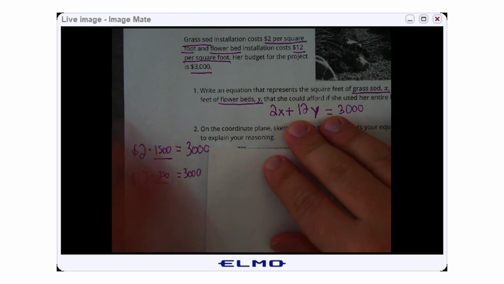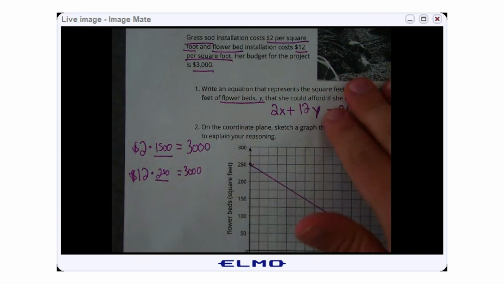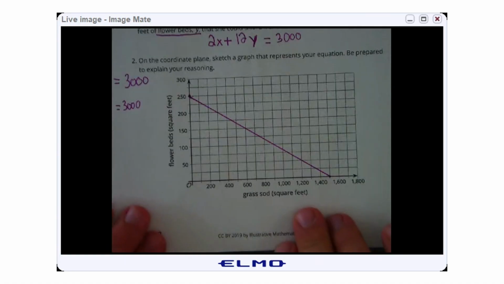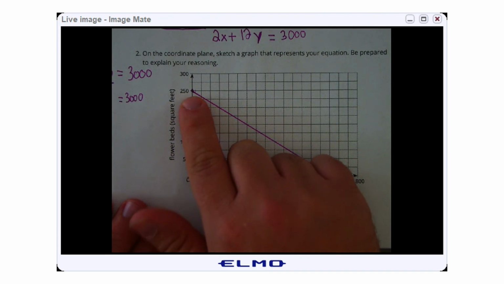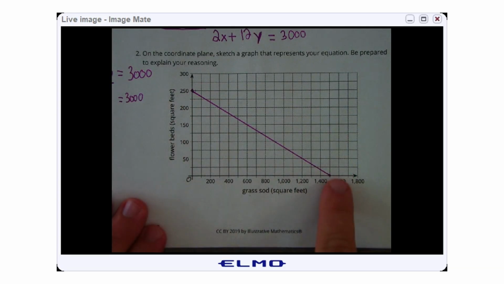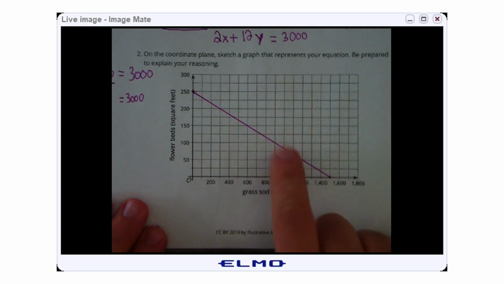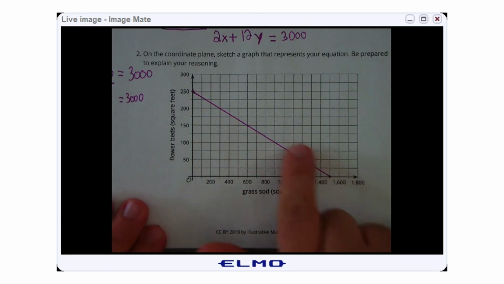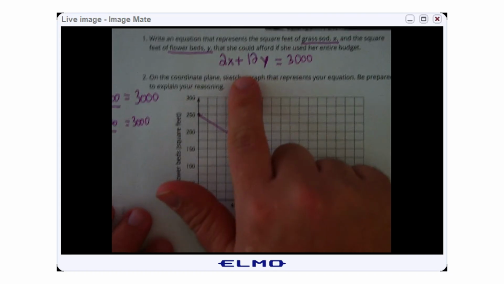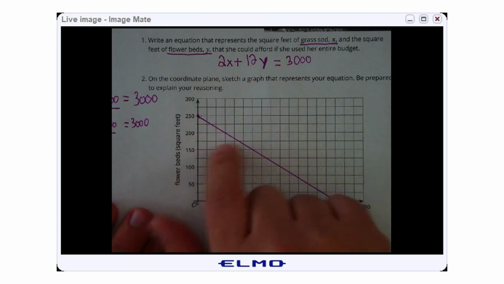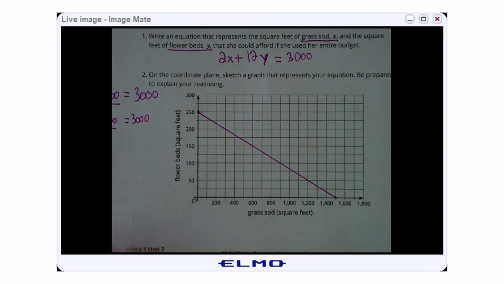Okay. When I do both of those things, I can connect those 2 dots, and it would look something like this, right? When we have 0 grass sod, we can do 250 square feet of flower beds. When we have 0 flower beds, we can do 1,500 square feet of grass sod. I connect those 2 points, and it looks something like this. Anything on this line here, anything on the purple line, would be a solution to this equation, right? I could pick any point and it would be a solution. So that is all we have for 22.1.